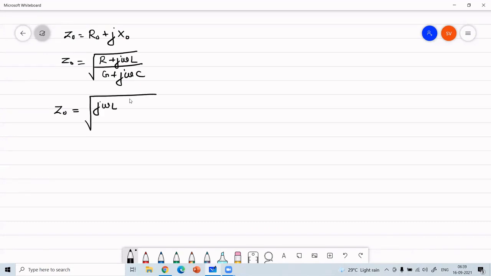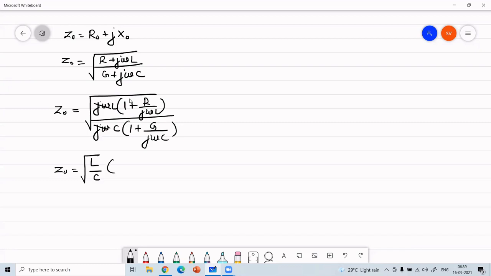So j omega L into (1 plus R by j omega L) the whole by j omega C into (1 plus G by j omega C). The j omega gets cancelled. So Z0 is equal to root of L by C into (1 plus R by j omega L) the whole raised to half into (1 plus G by j omega C) the whole raised to minus half.